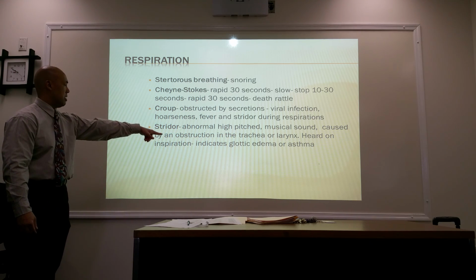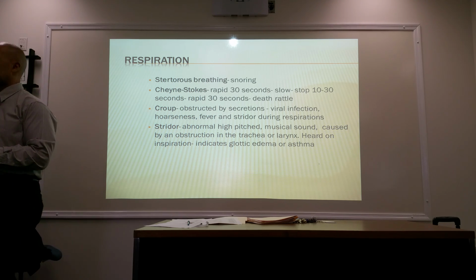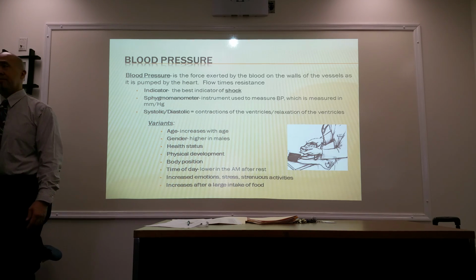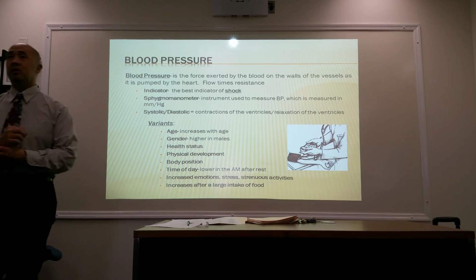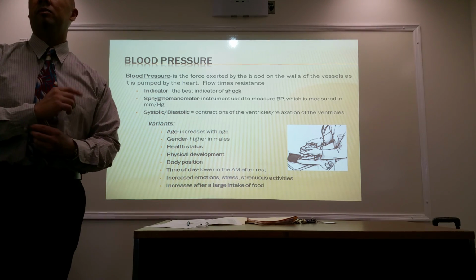Pleural edema or even asthma can cause that. Any questions here? All right. Blood pressure. Any questions on respiration?